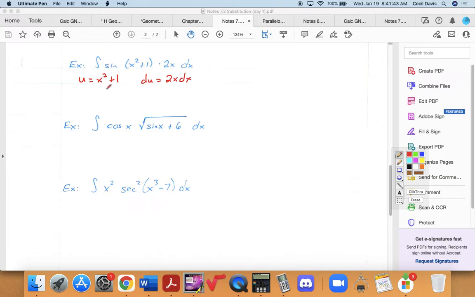So now we have the integral of sine of u du. What is the integral of sine? Or the antiderivative of sine? Negative cosine. So this will be negative cosine of u plus a constant, which then we always have to get it back into terms of the variable we started in. Negative cosine of x squared plus 1 plus c.